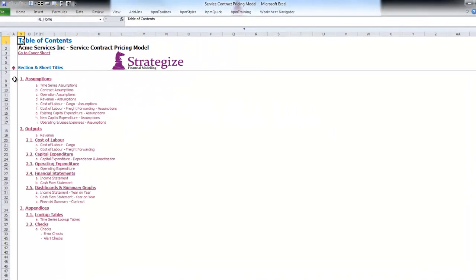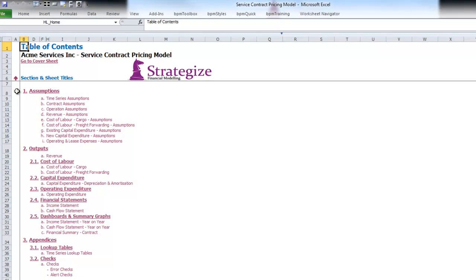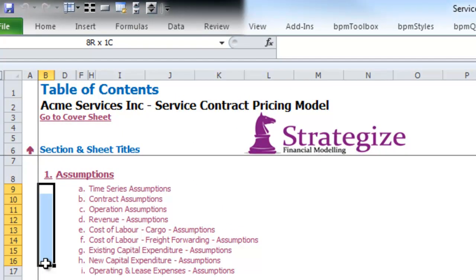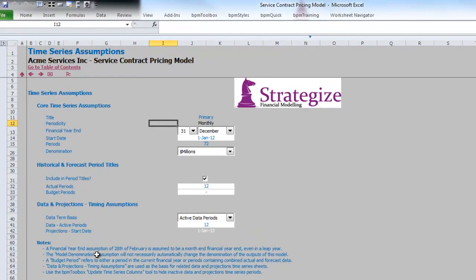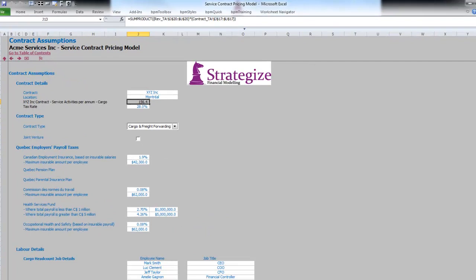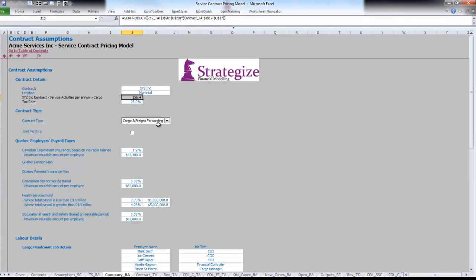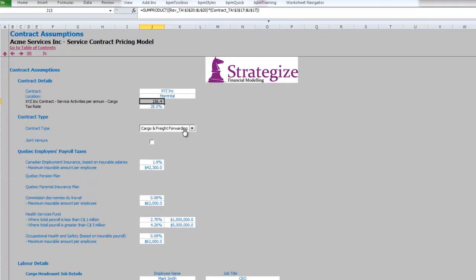As you can see, my table of contents is a lot more detailed than a conventional financial model, particularly in the assumptions area, and I'll show you why now. Time series assumptions are fairly self-explanatory. Obviously, we're assuming our contract is going to start on the 1st of January 2012. However, it's the other detail, it's a lot more micro than a conventional financial model.